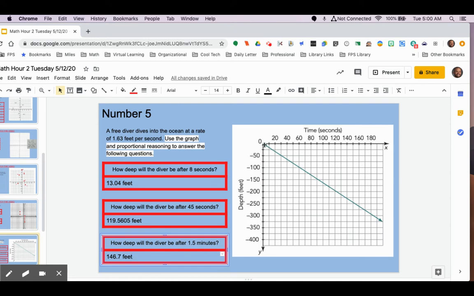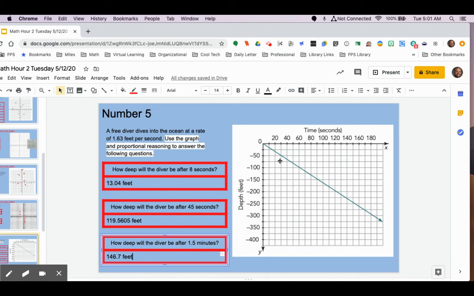Next, at 45 seconds, well, this is 40, this is 50, this is 45 seconds. I go down to my graph. It's right around there. I slide over. Oh, I'm not sure if I agree with that one, so I want to double check it. And so I'm going to take 1.63 times 45. And I don't agree with that. When I typed it in again, I got 73.35 feet.